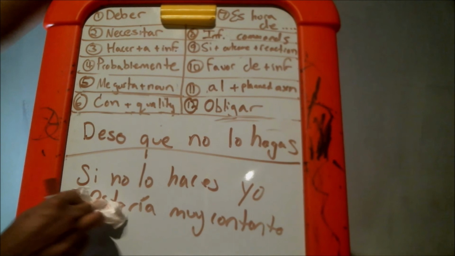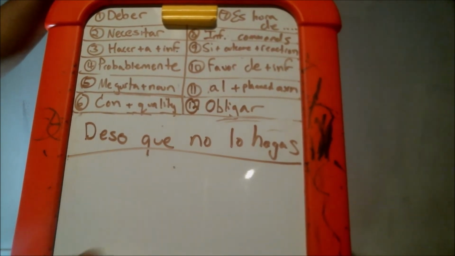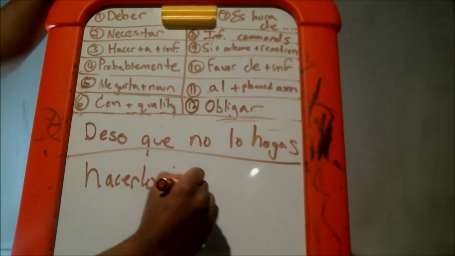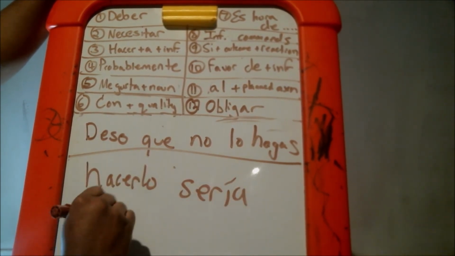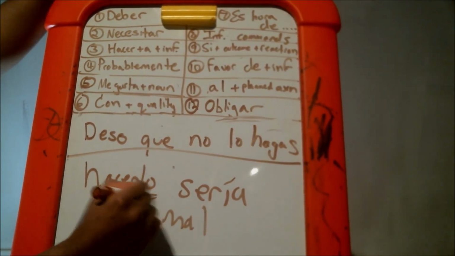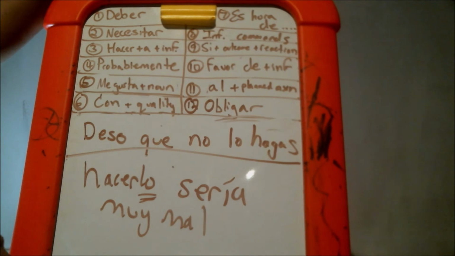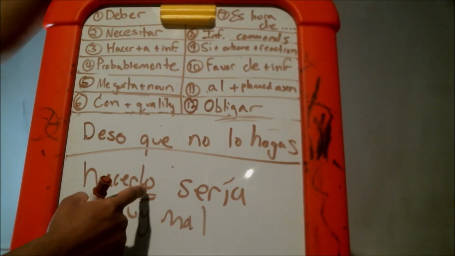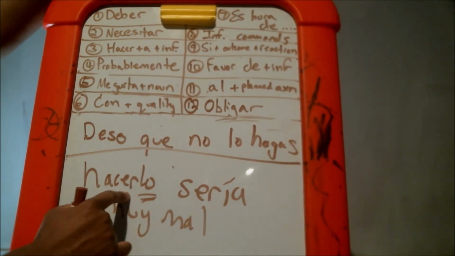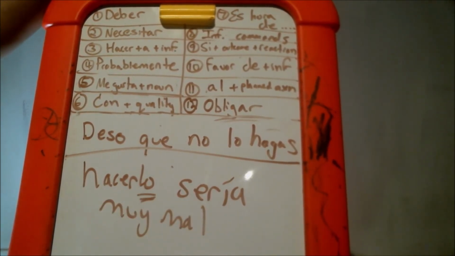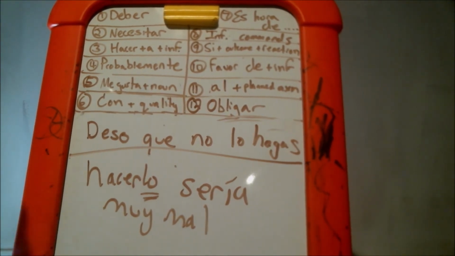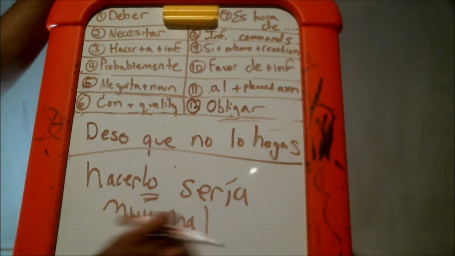Okay? Or we could even go one simpler than that. Watch this. Hacerlo, to do it, sería muy mal. To do it, right? This lo means it. I just attached it at the end of your infinitive because that's where it goes in Spanish. You got a lo or a la or something like that hanging around. Attach it to the end of your infinitive. To do it, hacerlo sería muy mal. To do it would be very bad. So if you know your conditional, you can sometimes kind of get around the subjunctive that way.